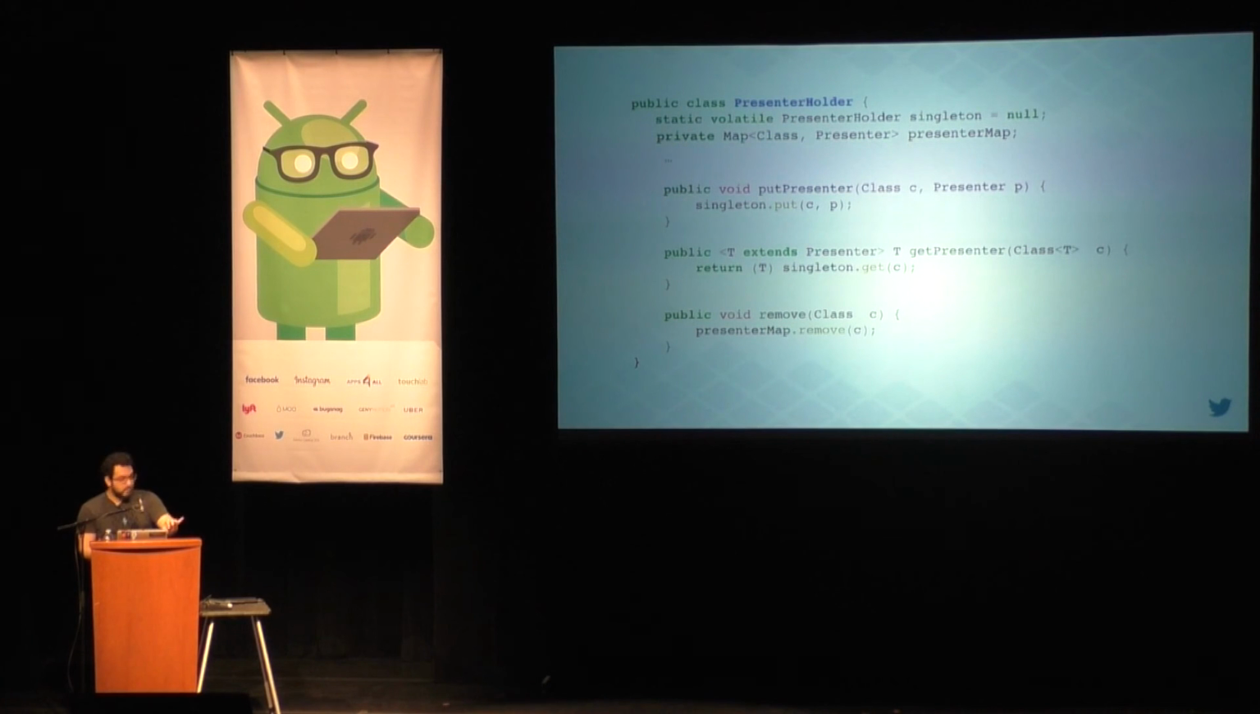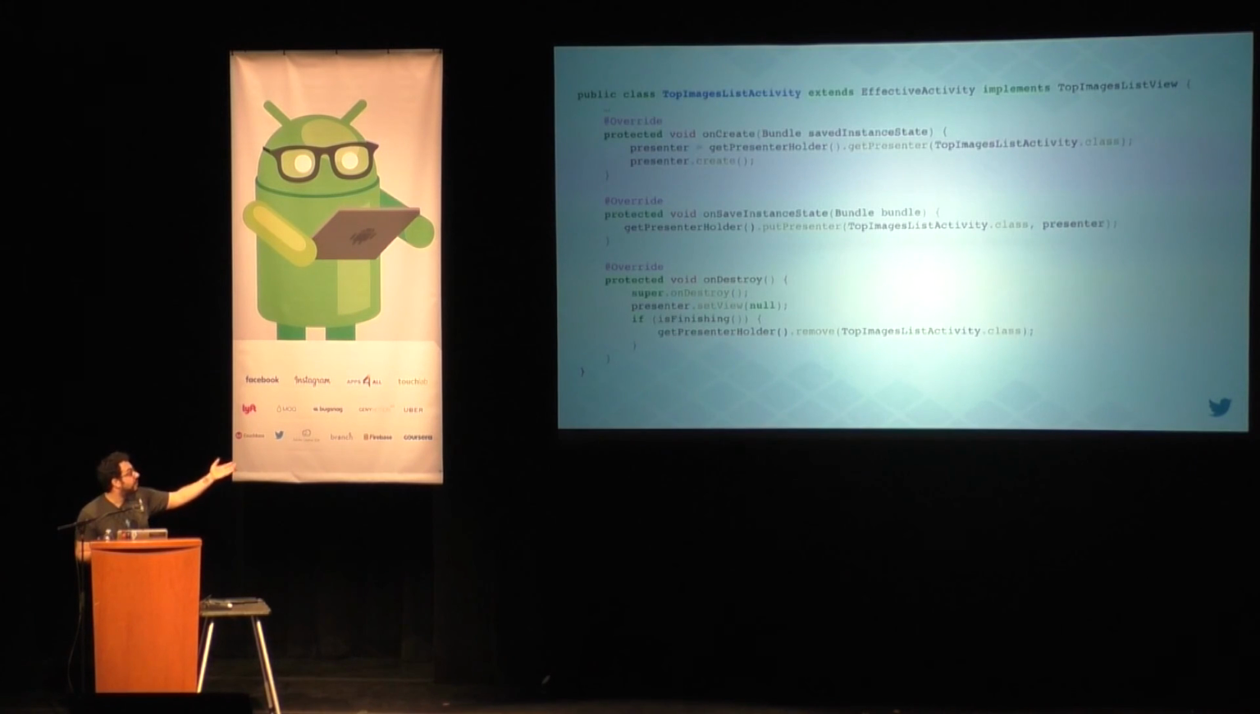So that's how the presenter holder works, and you can wire them up. You can put it on the view, on the activity, on the onCreate. You get the presenter for that activity. Then you save it on the onSaveInstanceState, and if it's finishing, you remove it. You don't want to keep that there forever.